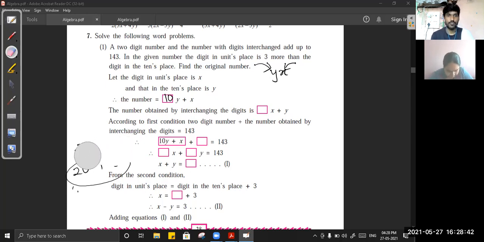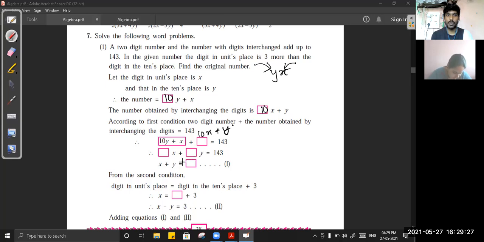Understood? Now look at this next line. The number obtained by interchange. It's just interchange. So here you will just write 10x plus y. Now according to the first condition, read the first condition. The two-digit number and the number obtained on interchanging the digits add up to 143. So the original number is 10y plus x, and when you interchange this, you get 10x plus y. So here you'll put 10x plus y.